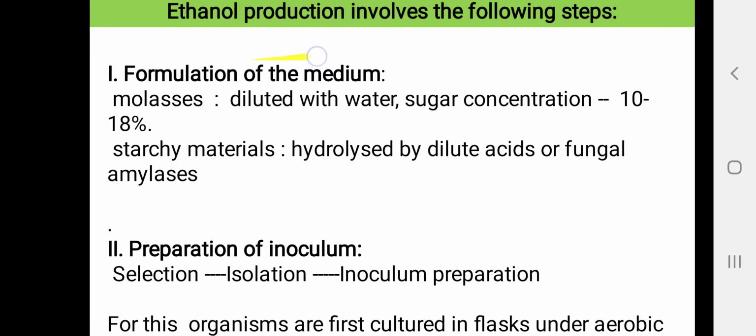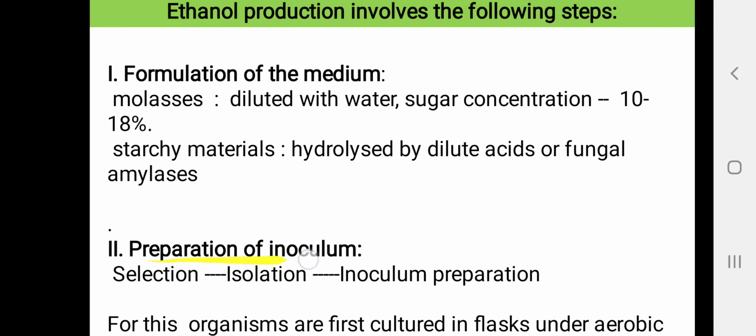Now let us look into the various steps for the production of ethanol. The first step is formulation of the medium. So if the medium used is molasses, then it has to be diluted with water, so that the sugar concentration will range between 10 to 18%. Whenever starchy materials are used, then they have to be hydrolyzed by dilute acids or by using fungal amylases.